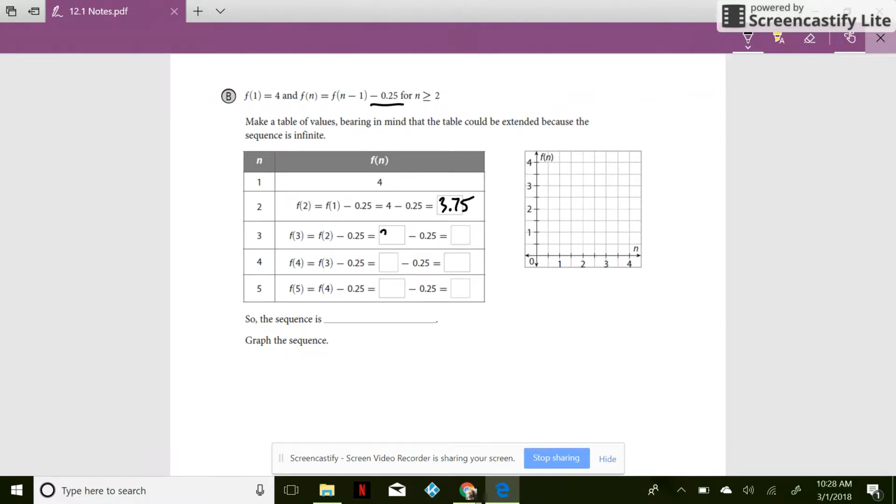So for f of 3, we'll take our previous answer, 3.75, subtract the 0.25 to get 3.5. And we take 3.5 minus 0.25 to get 3.25. And then we get 3.25 minus 0.25, which is equal to 3. So then the values of the sequence would be 4, 3.75, 3.5, 3.25, and 3. And then we can graph these. So (0, 4), (1, 3.75), (2, 3.5), (3, 3.25), and (4, 3).